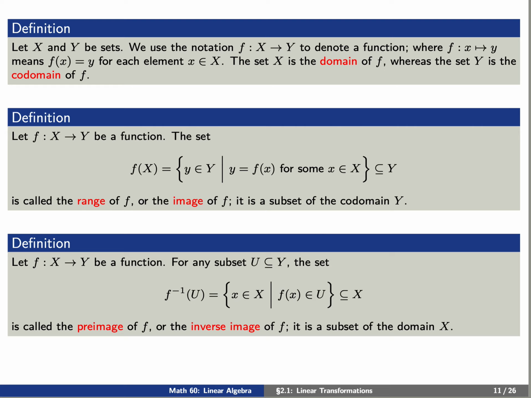Similarly, given any subset U of our codomain Y, we'll denote the following set as the preimage of f, or if you will, the inverse image of f. This is the set of lowercase x in the domain capital X such that f of x is an element of our given subset U. This is a subset of the domain X. As a warning, this f to the minus 1 is not a function. Here we're just using the notation to denote that we care about the elements in the domain that correspond to certain elements in the codomain.